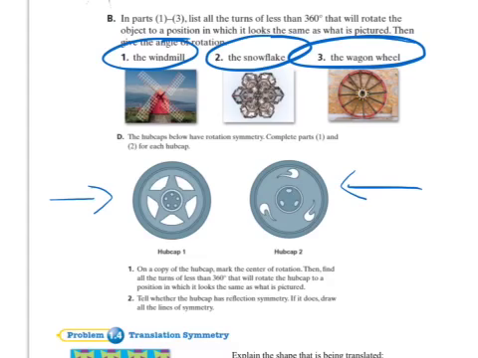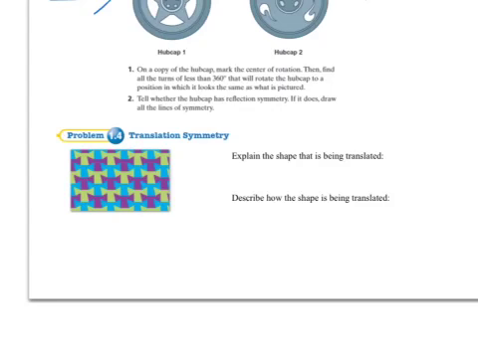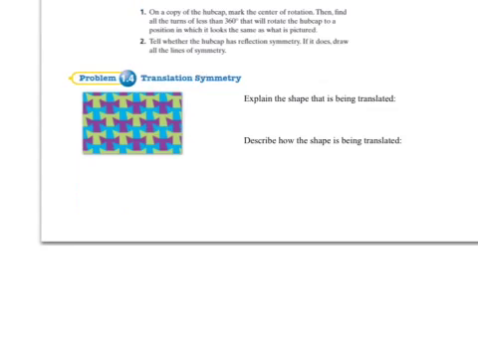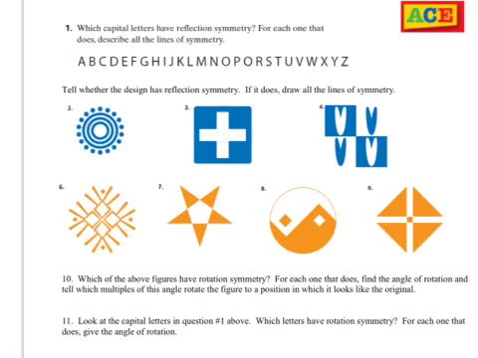After you finish that part, we're on to problem 1.4, which is translation symmetry. So if you look at the tiled pattern here, problem 1.4 is going to ask you to describe the shape that's being repeated or tiled, and secondly, explain how it's being translated or slid to make this picture. So far we have combined lessons 1.1 through 1.4. You may have noticed we didn't do any questions from 1.3. They were all integrated into the other questions.